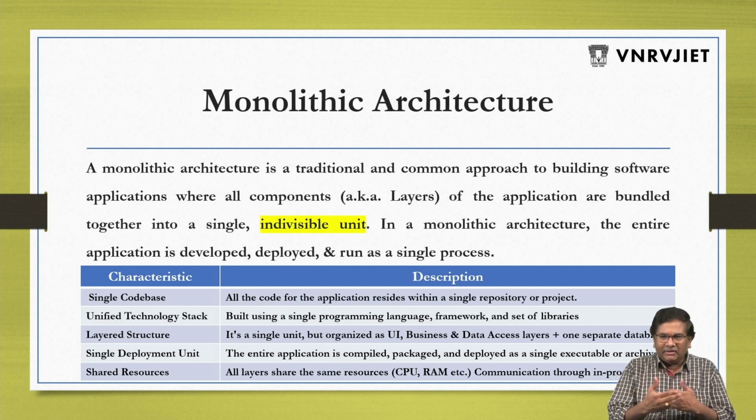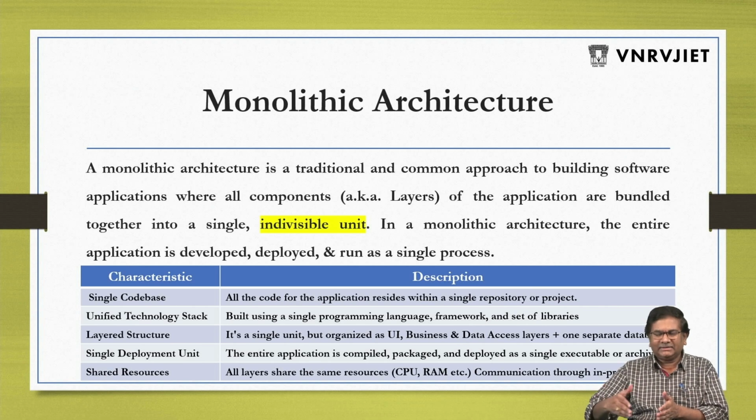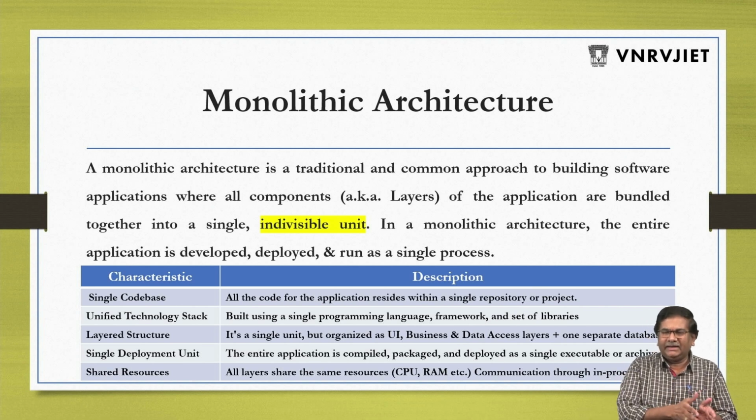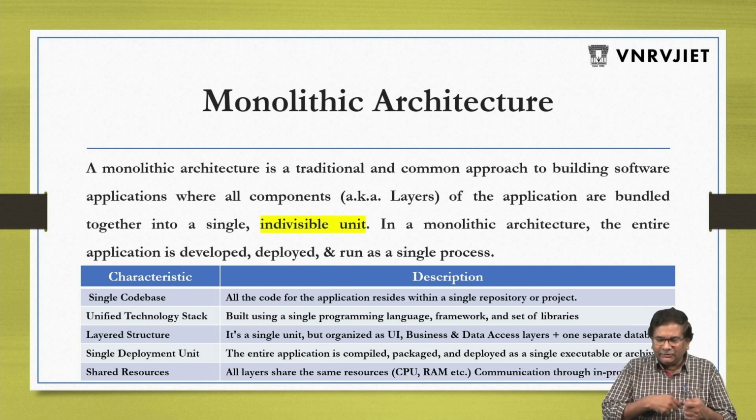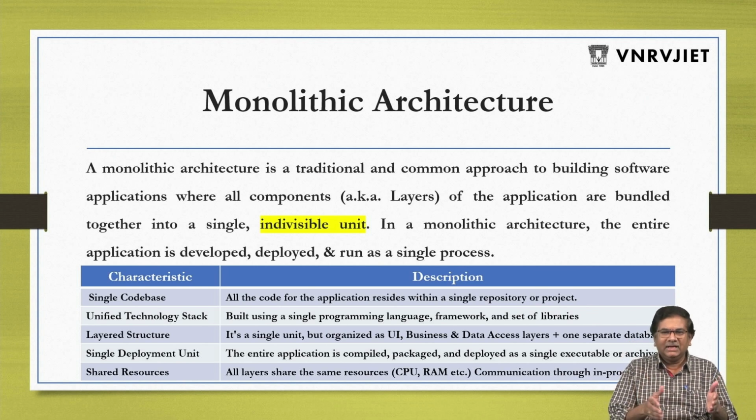Now, when it comes to development, the same team works on all three parts: front end, middle tier, and data access tier, or front end layer, middle layer, or the data access layer. So all three components work with the same team, and when you compile, you will get one single file, one exe file, or whatever it is.